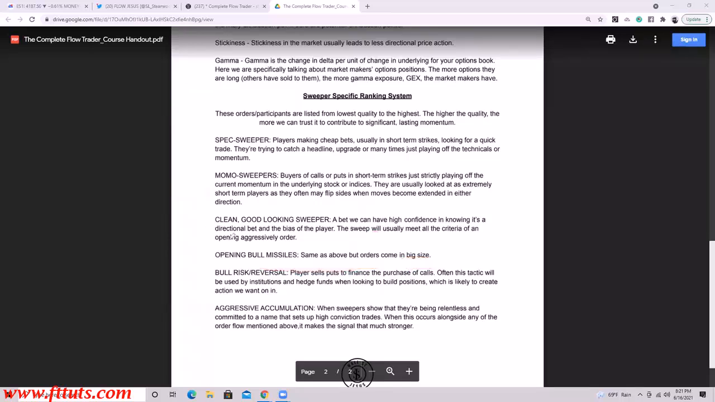So that's what bull missiles are, when you hear me calling out opening bull missiles. Clean action, but big time size behind it. All right, we spoke about the bull risk reversal.